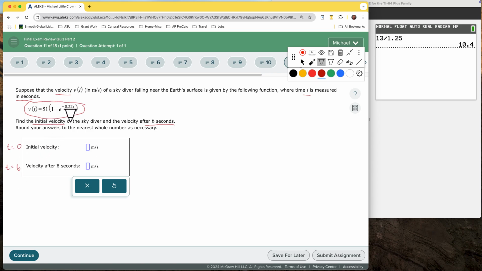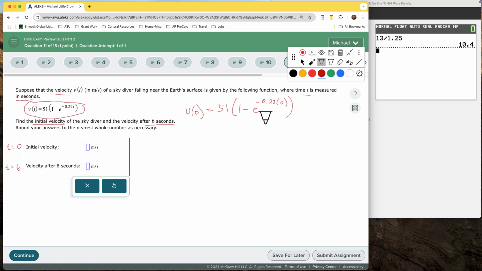So we don't have to understand so much about this function, just that we're going to plug in 0 for t and 6 for t, and that's going to give us our two answers. So the first one, v of 0 is what we want, equals 51 times 1 minus e to the negative 0.22 times 0. Now, we could just enter that in. And the way I'm going to do it saves me from having to re-enter it multiple times.